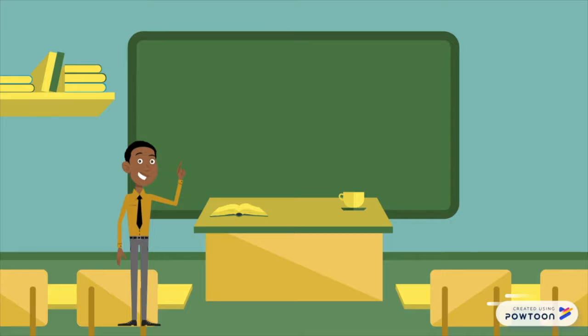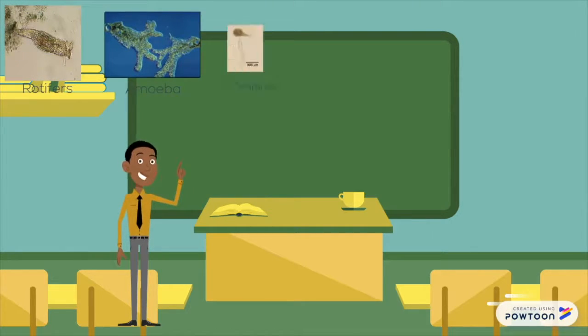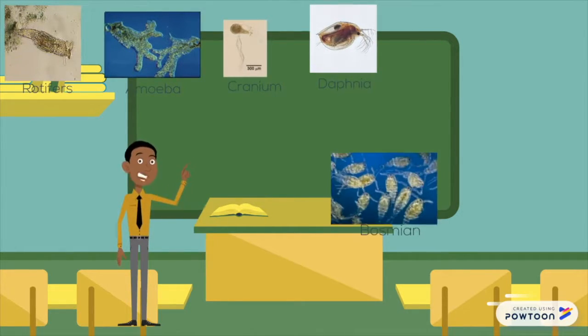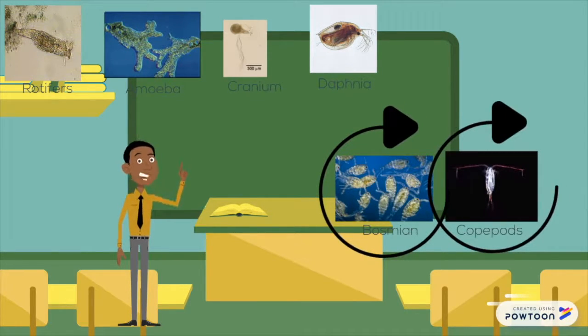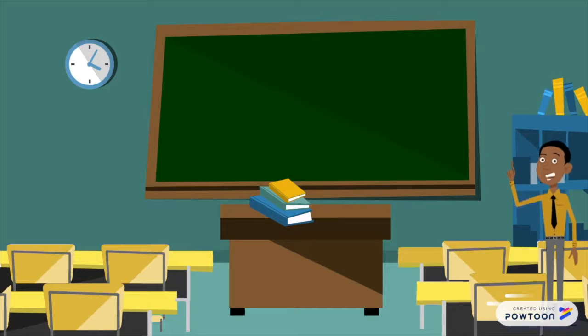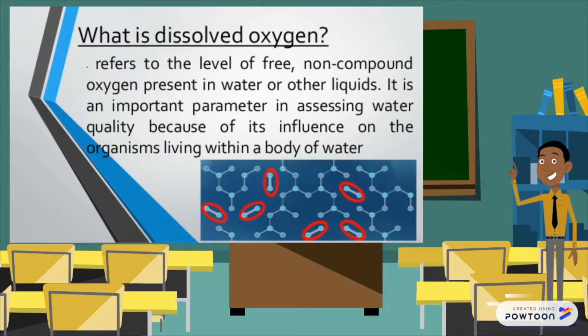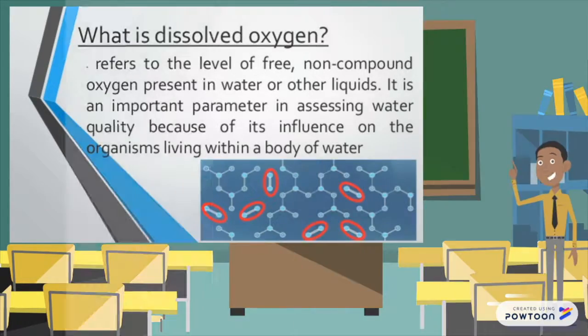Some of the zooplankton species include rotifers, amoeba, cranium, daphnian, bosmina, and copepods. For this analysis, we'll focus on the last two. Before diving into the results, it's important to define dissolved oxygen. Everybody knows that oxygen is essential for any aerobic organism, and oxygen is present in water as dissolved oxygen. Measuring the level of oxygen through depth can indicate how much oxygen is being consumed by any aerobic microorganism.